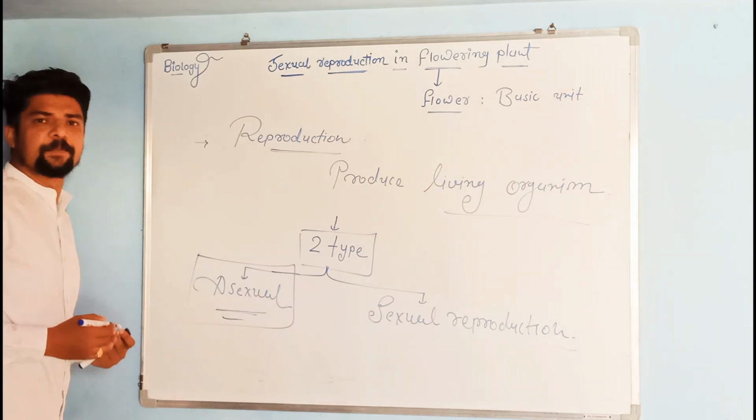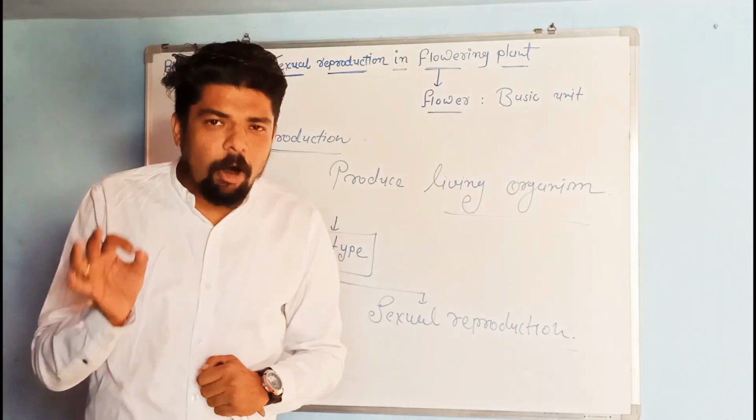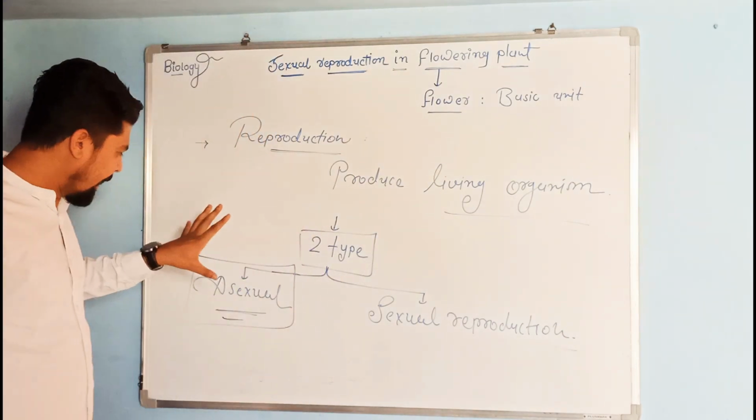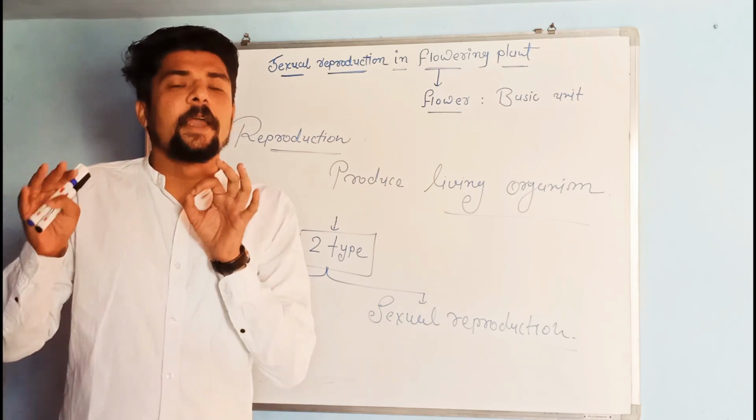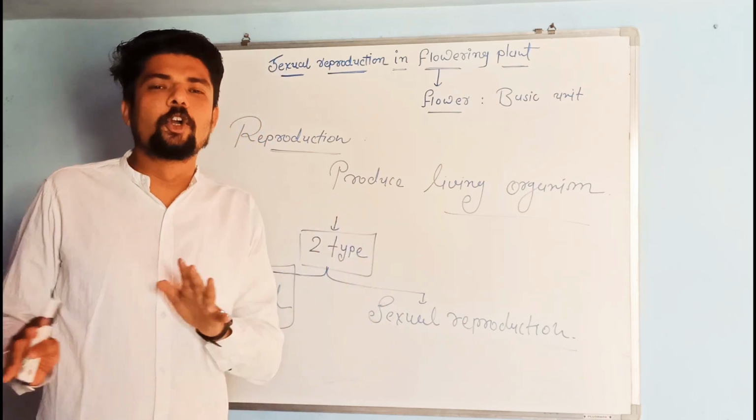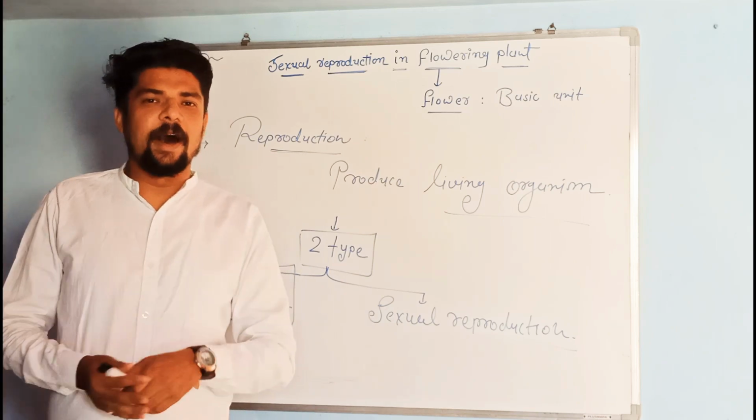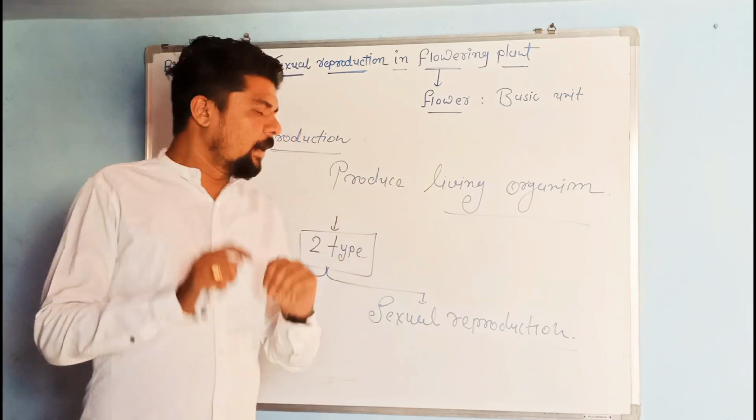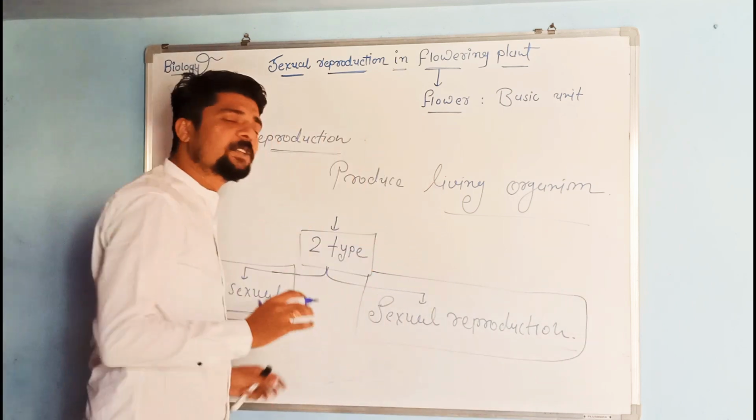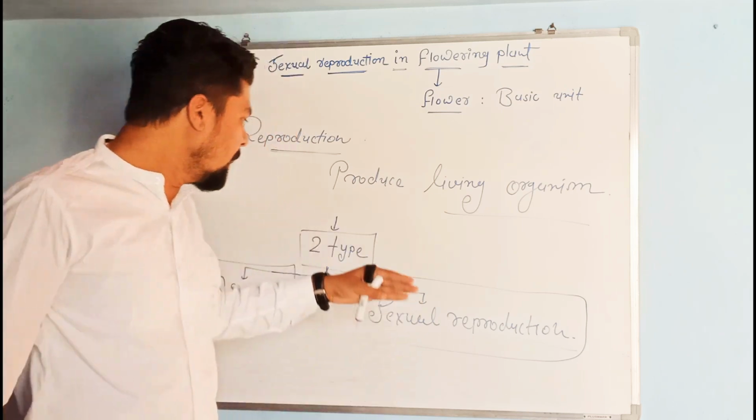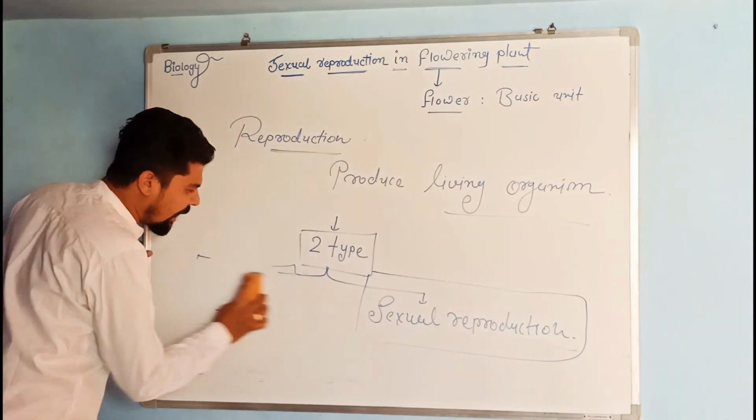Asexual reproduction means offspring, the new young one, is produced with or without involvement of gamete formation through the parent. It means in asexual reproduction only a single parent is required, either male or female. In sexual reproduction, both the parents, male as well as female, are required. Now, in brief, we study about sexual and asexual.